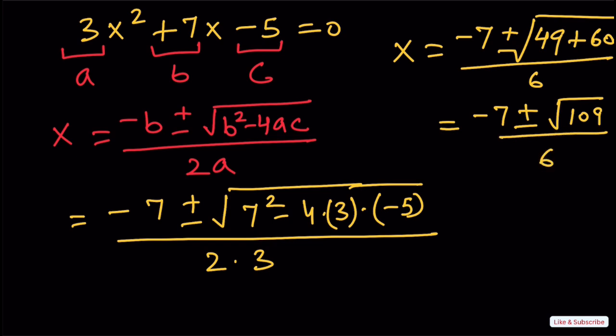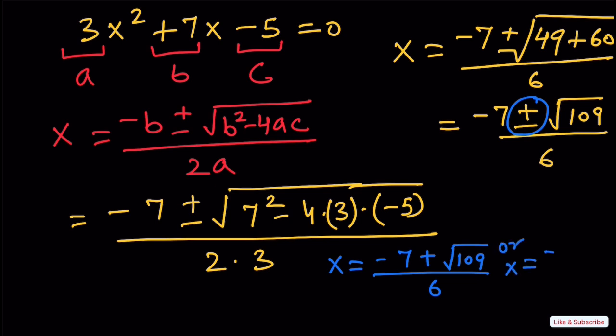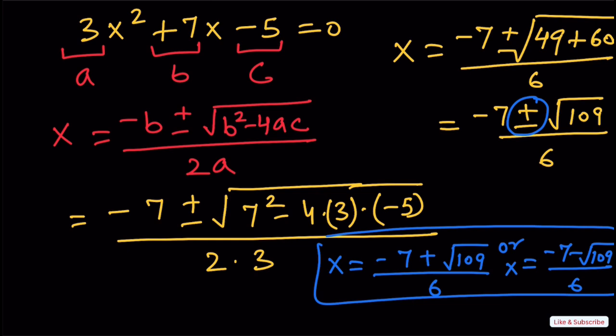I can separate or break down the sign of plus minus. The final answer is x equals negative 7 plus root of 109 over 6. We cannot simplify root 109 because 109 is not a perfect square. And the other answer is x equals negative 7 minus root of 109 over 6. So these are your two answers for this problem. And that's how you can solve quadratic equations using the quadratic formula.